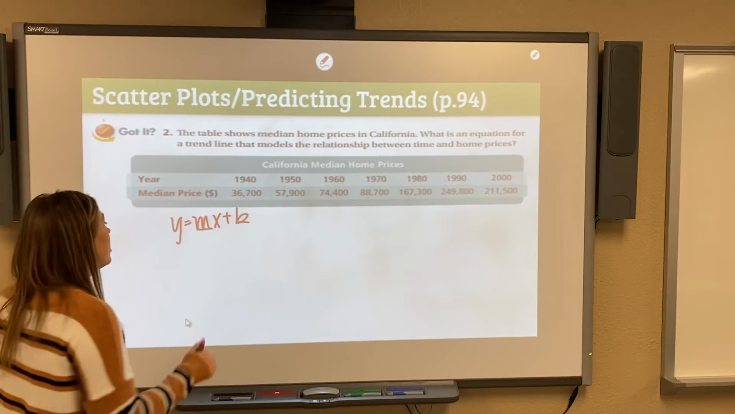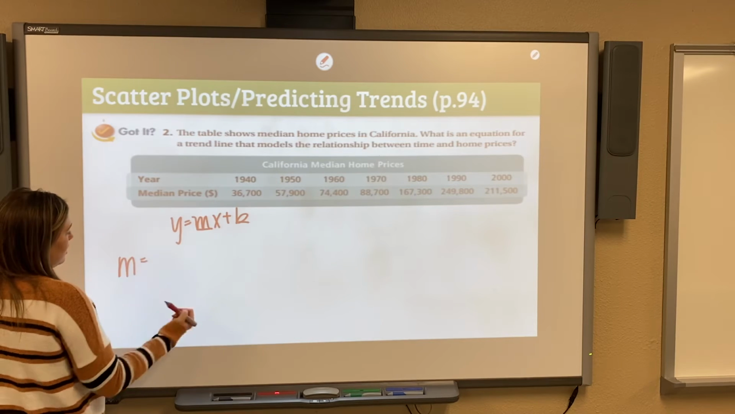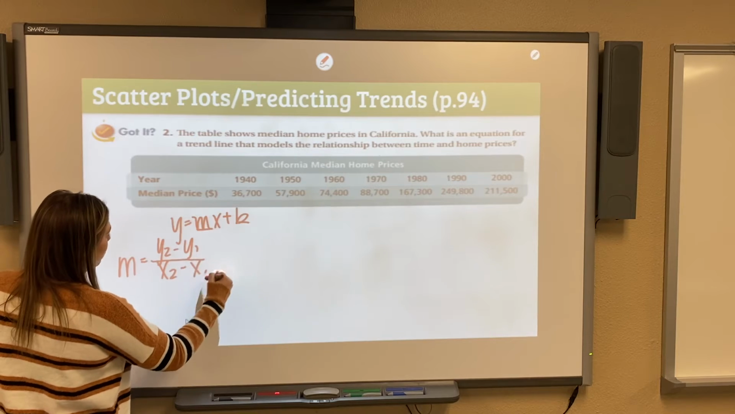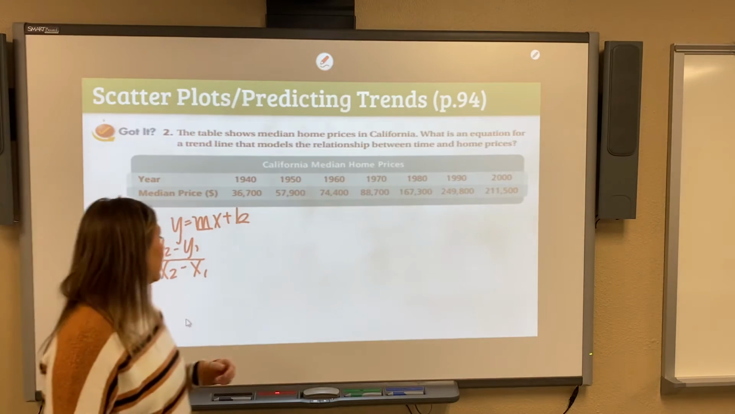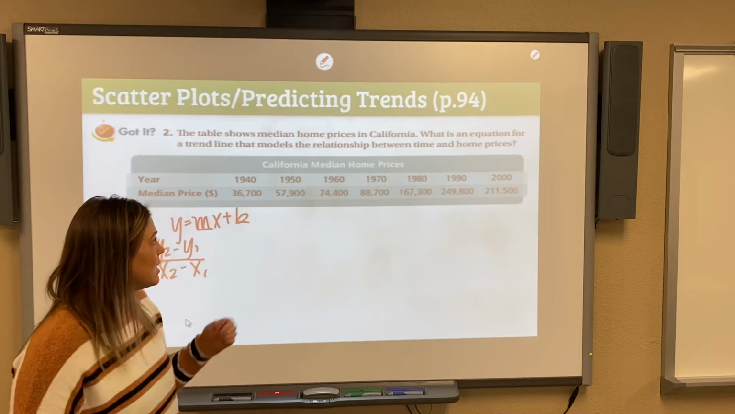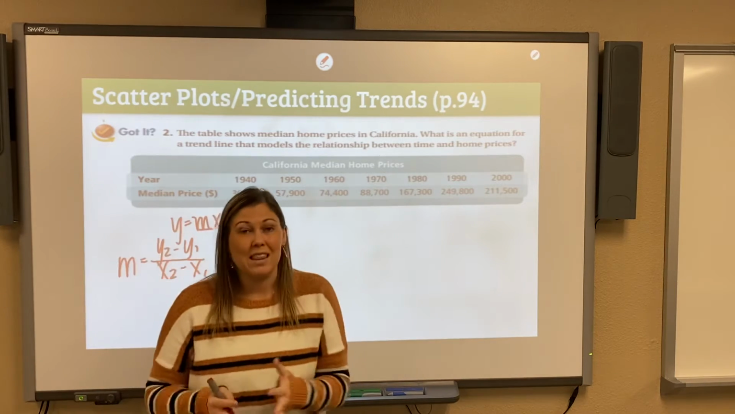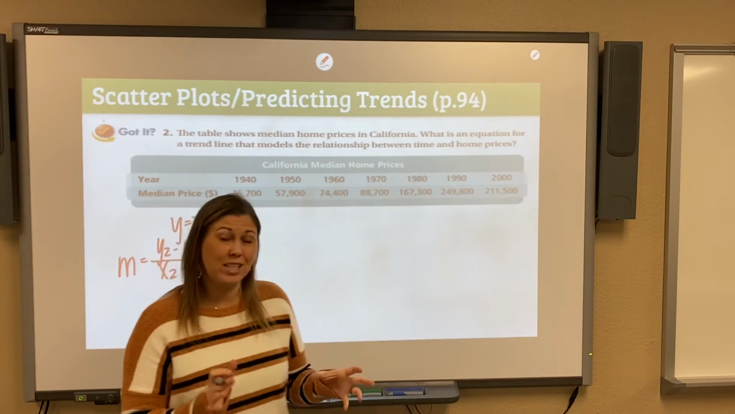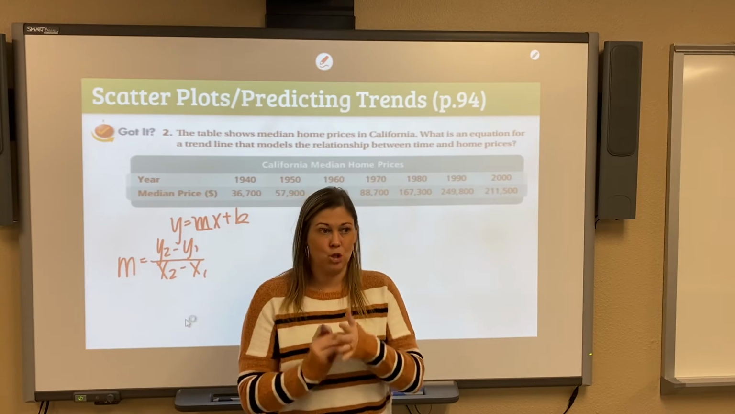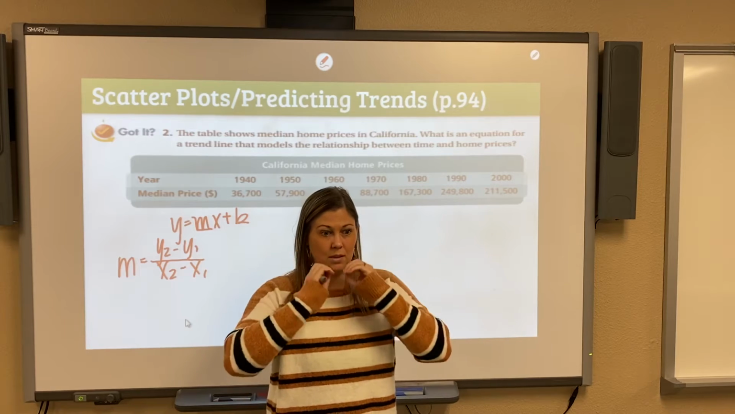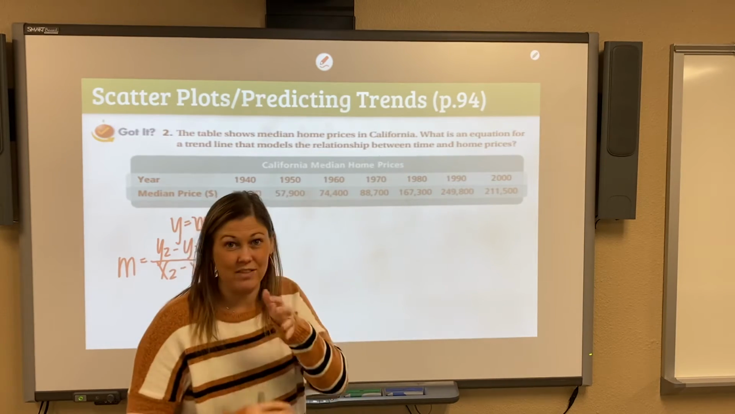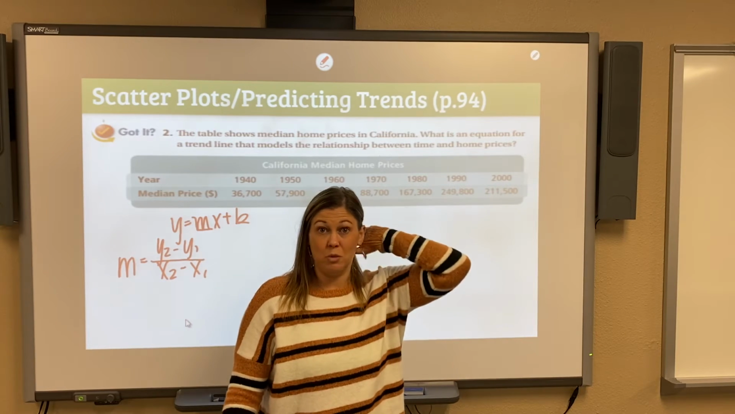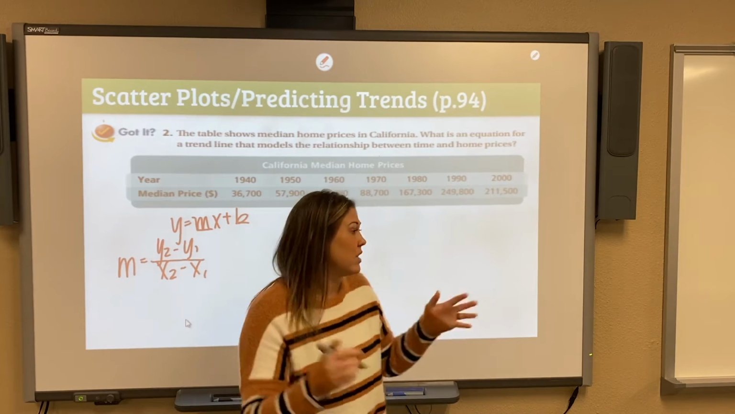Our slope, remember, is y2 minus y1 over x2 minus x1. What we're going to do is take two points and plug them in. Because it is a scatter plot and it is just an average, it's not going to be exact. It's a line of best fit. It's not going to be perfect. Answers are going to vary here, so whatever two points you pick, it's not always going to be perfect.